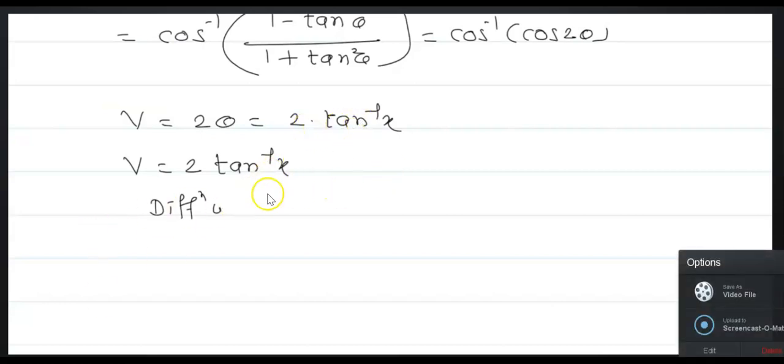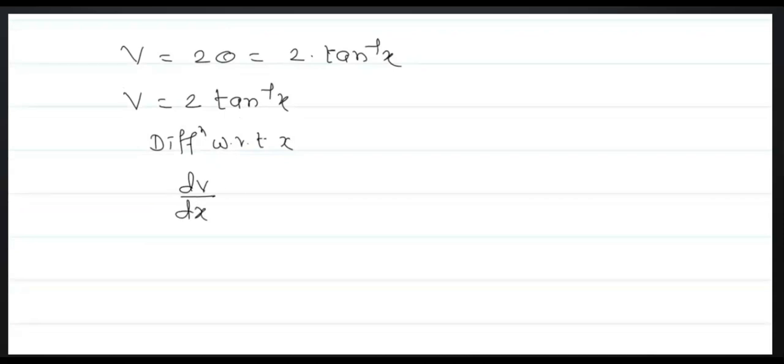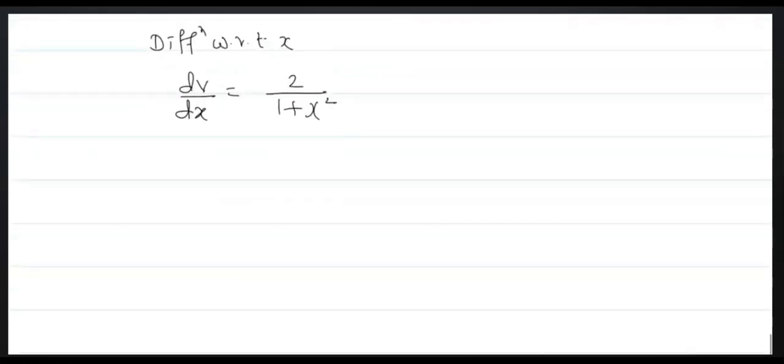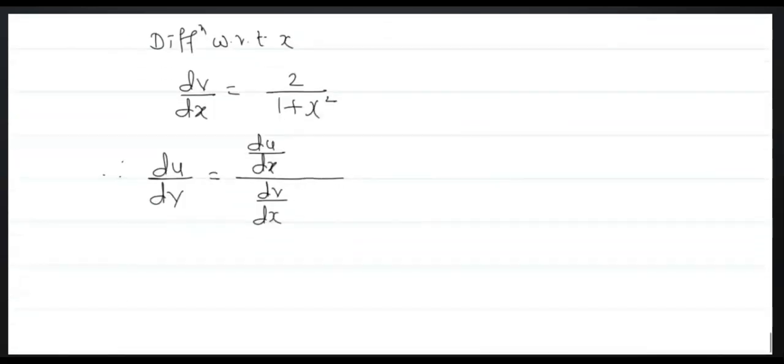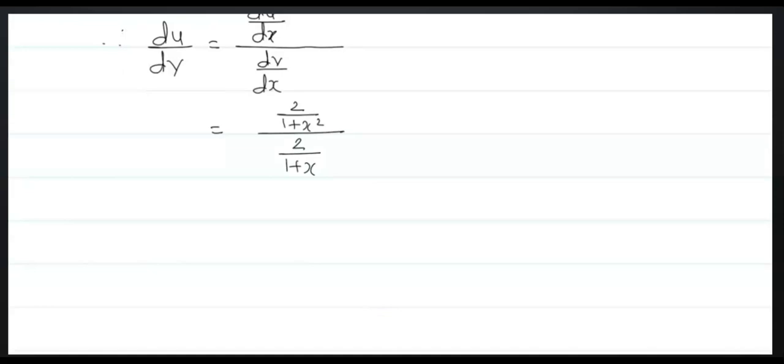And now differentiate again this with respect to x. dv upon dx is equals to 2 upon 1 plus x square. Therefore, our required derivative du by dv is equals to du by dx upon dv by dx. Therefore, 2 upon 1 plus x square upon 2 upon 1 plus x square, and hence the answer is 1.